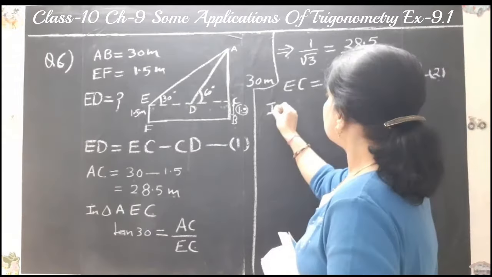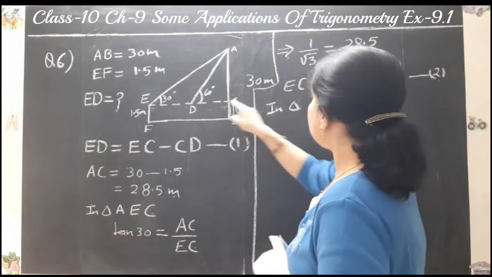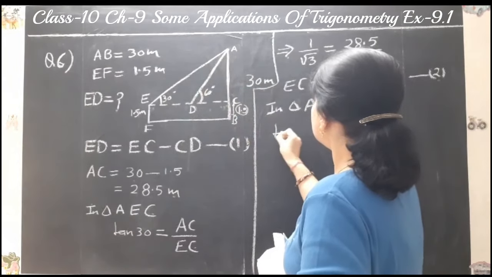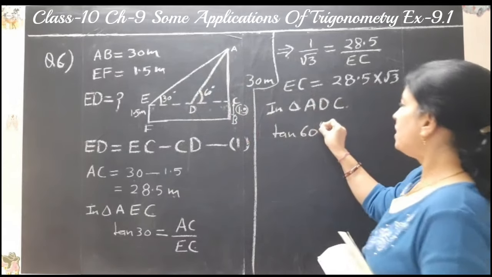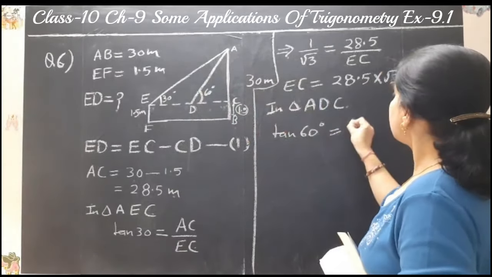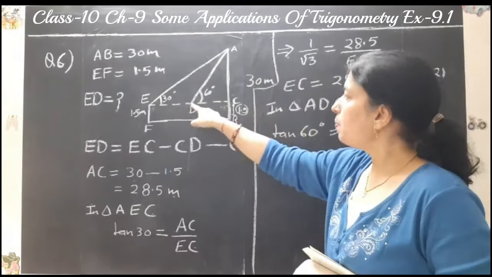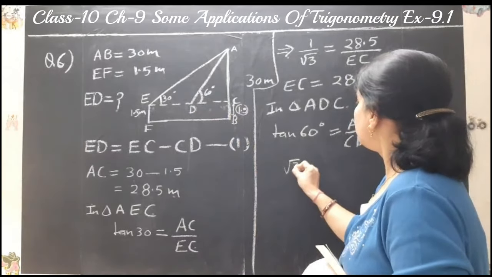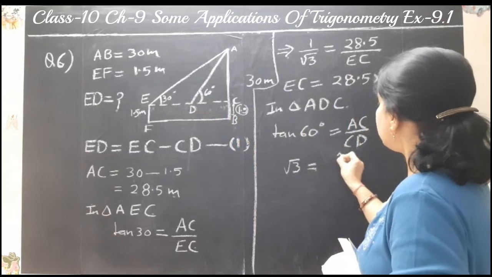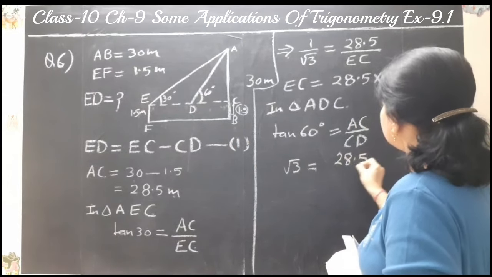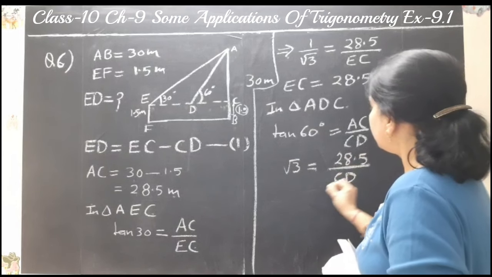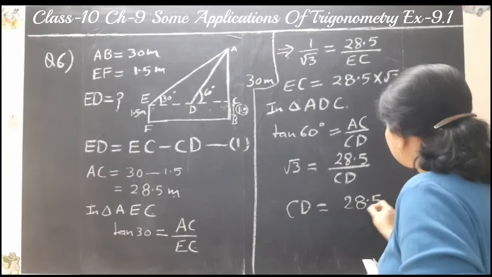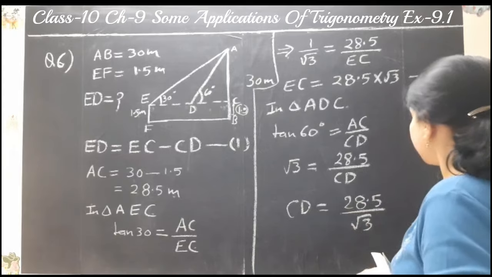Then again in this triangle ADC, again tan theta, but here theta is 60 degree. So tan 60 degree will be the perpendicular distance AC divided by the base CD. Tan 60 is equal to root 3. So root 3 is equal to AC, which is 28.5, divided by CD, and we have to find out CD. Then what will be CD? Yes, CD will be 28.5 divided by root 3.